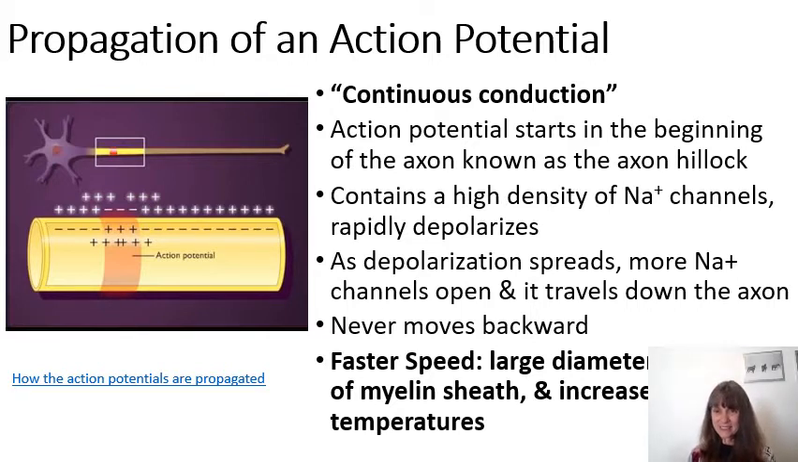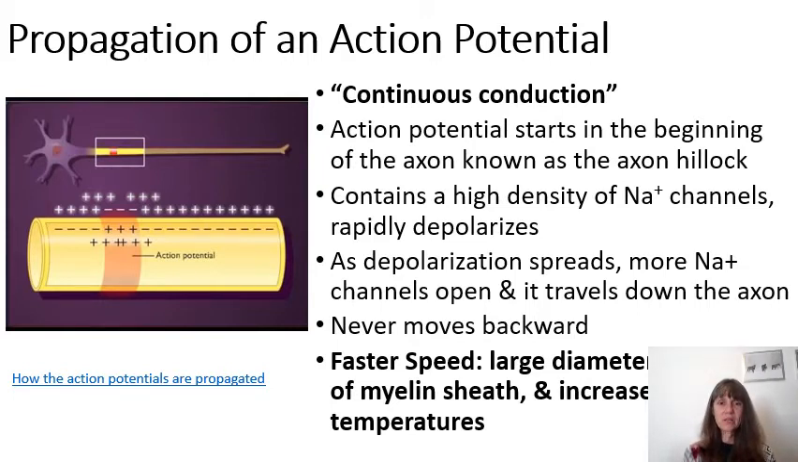If myelin exists, that can also increase the speed at which the action potential will be carried down the length of the axon. Remember, some axons are very long. The axons for motor neurons that go from your spinal cord down to your toes can be anywhere from 3 to 4 feet in length.